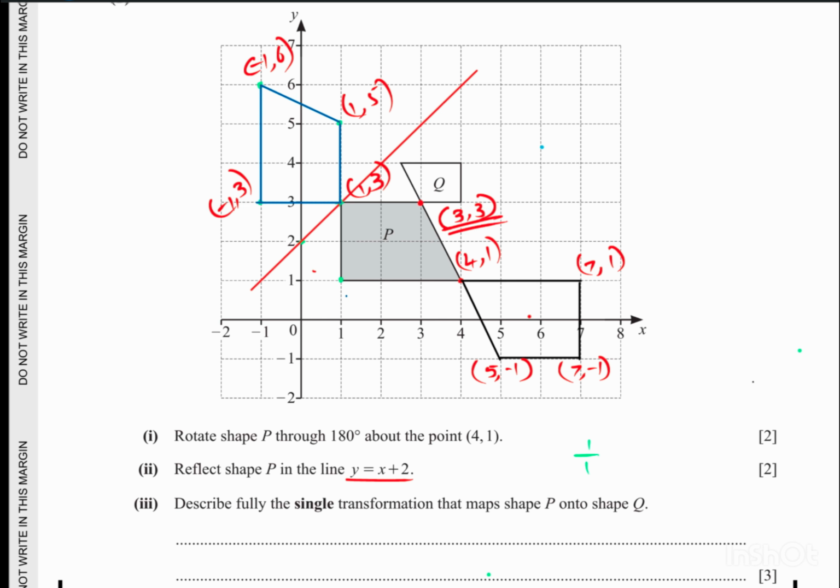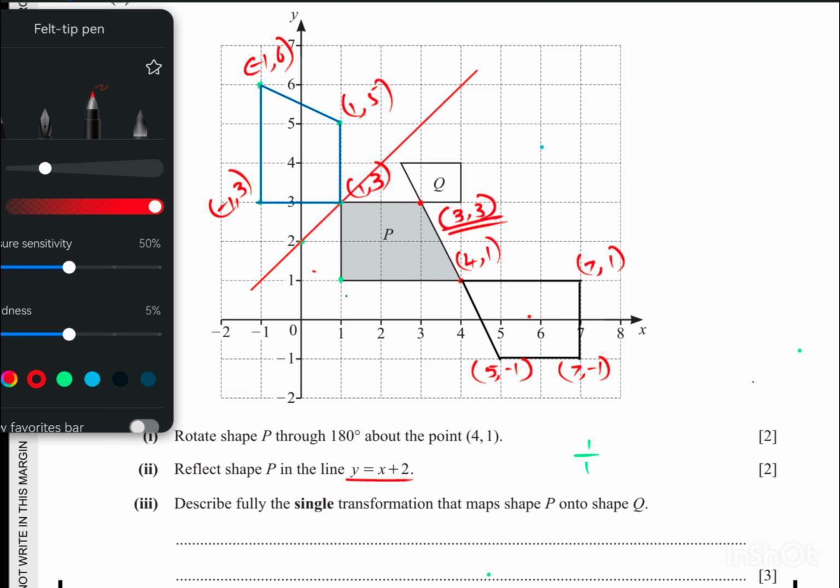And what is the scale factor? We have to check now. When you measure the sides of this shape P, this is 2 units and this is only 1 unit. This is 2 units, this is 1 unit. So it is half. And because the center of enlargement is in between, your scale factor will be negative.